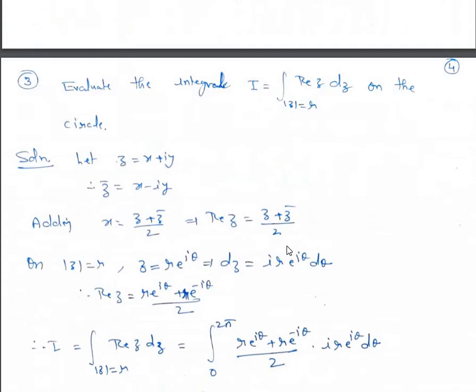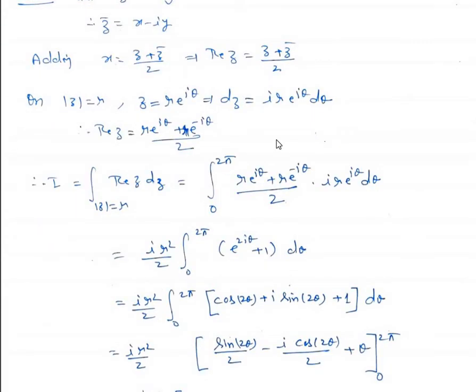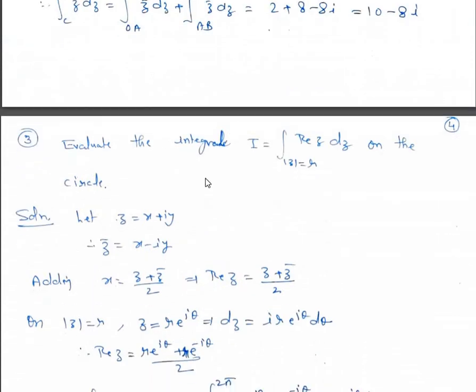Okay, let's take a third example. Evaluate the integral I is equal to the integral over mod z equal to r of real part of z dz on the circle. Now let's suppose that z is equal to x plus iy, then z bar is x minus iy. So if we add these two equations, we have x is equal to z plus z bar upon 2. Now what is x? x is the real part of z. So the real part of z is z plus z bar upon 2. We have to integrate this over the circle.